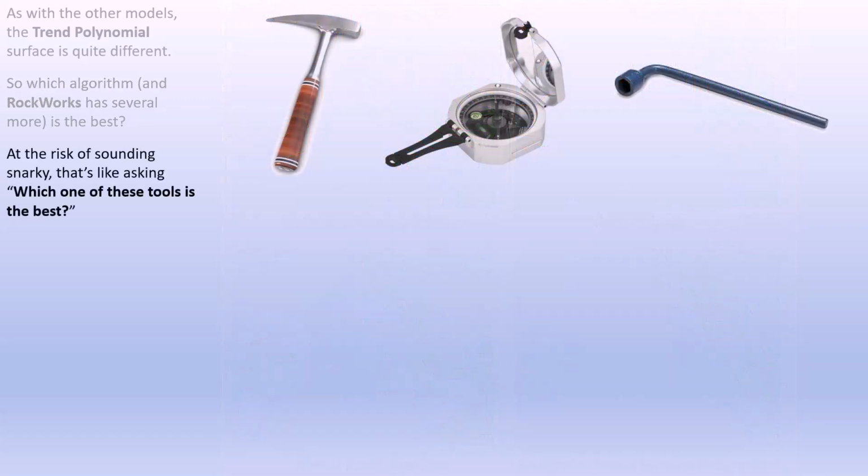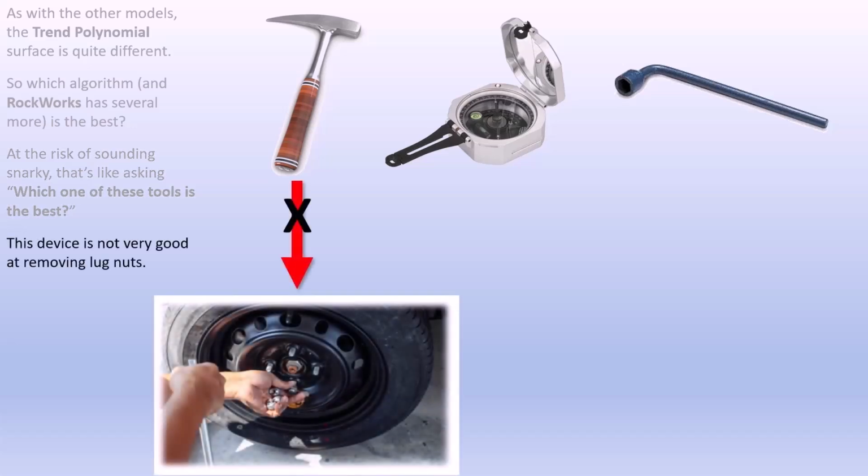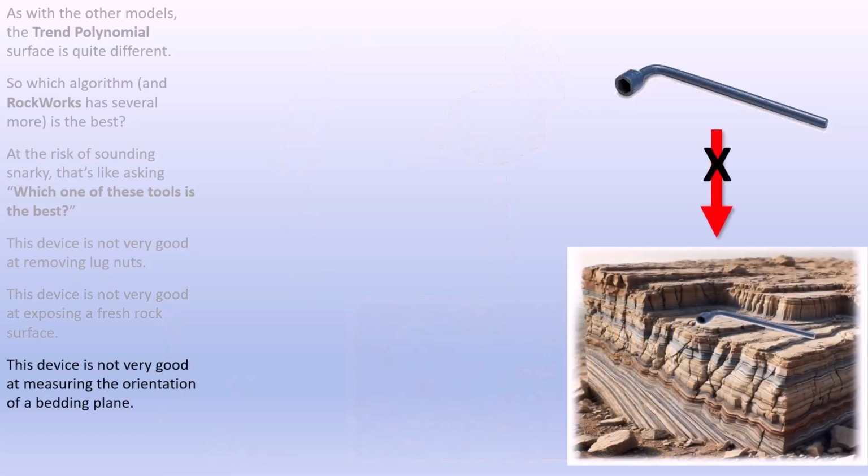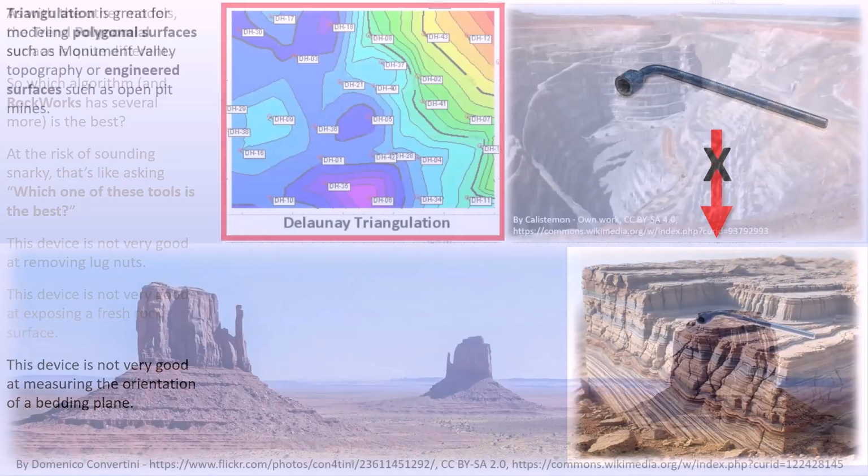At the risk of sounding snarky, that's like asking which one of these tools is best. This device is not very good at removing lug nuts. This device is not very good at exposing a fresh rock surface. This device is not very good at measuring the orientation of a bedding plane.